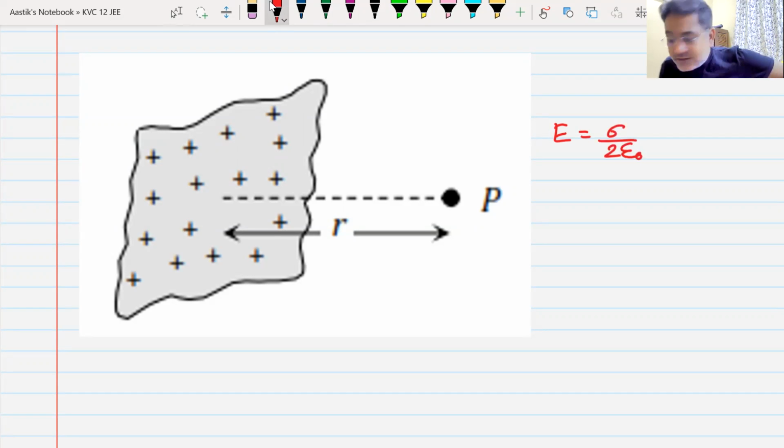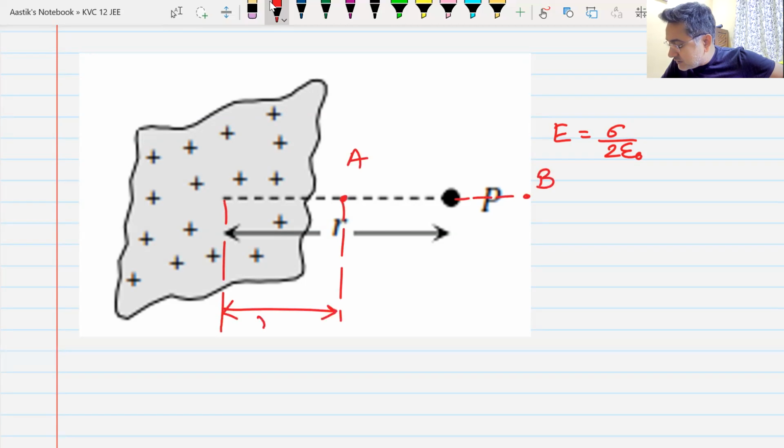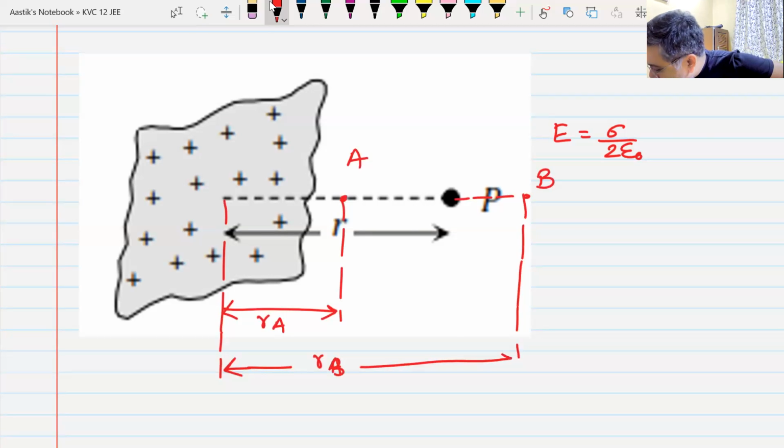Again, I cannot find a point whose potential can be taken as zero, but I can find out the potential difference between 2 points. For example, if my point A is here, and if my second point B is here, whose potential will be more? Let us say this distance is RA, and this distance is RB. I can find out the potential difference between A and B. Which point is at higher potential? A, sir.